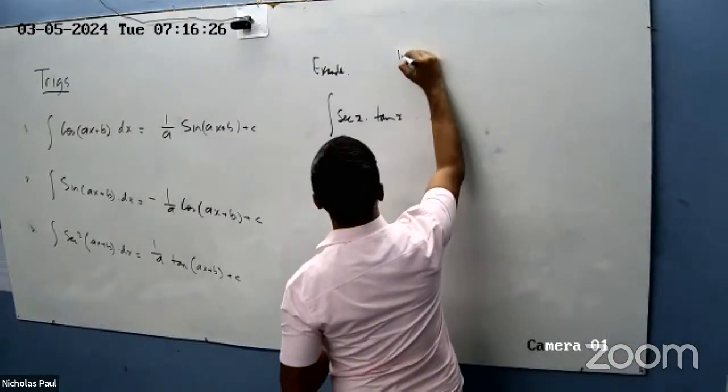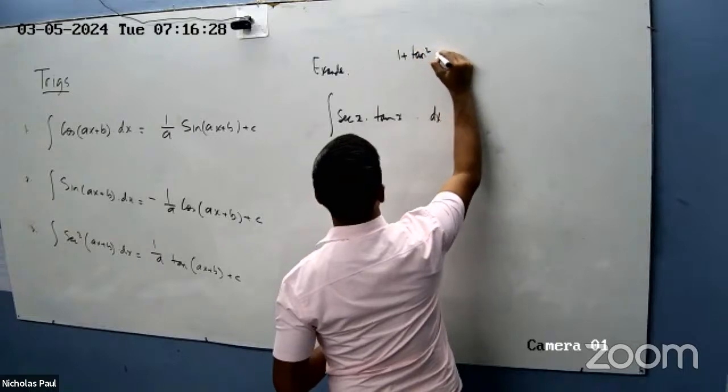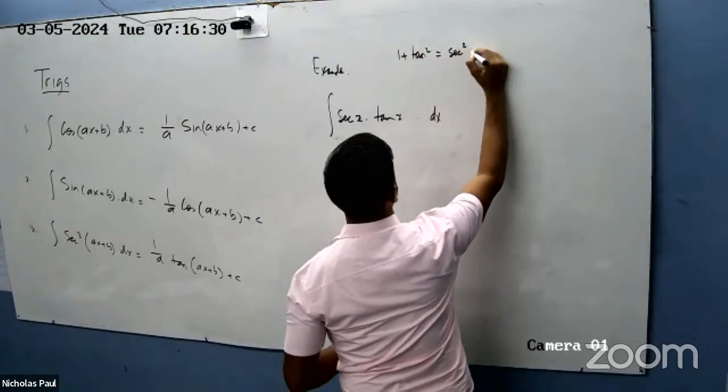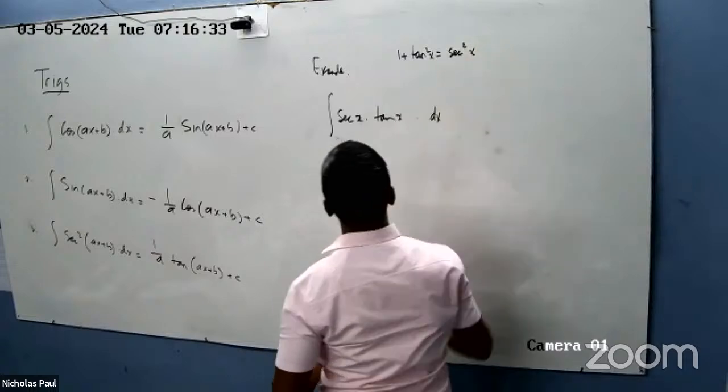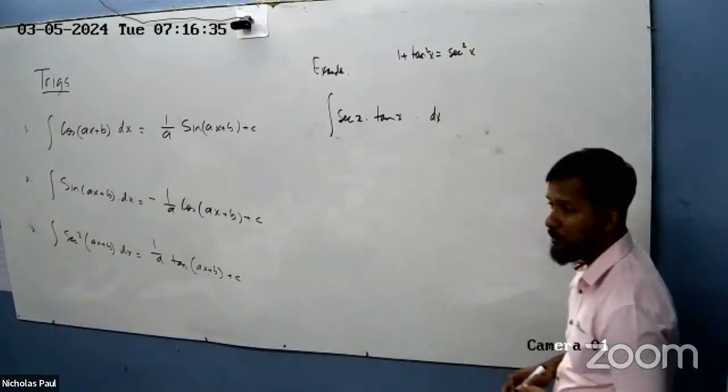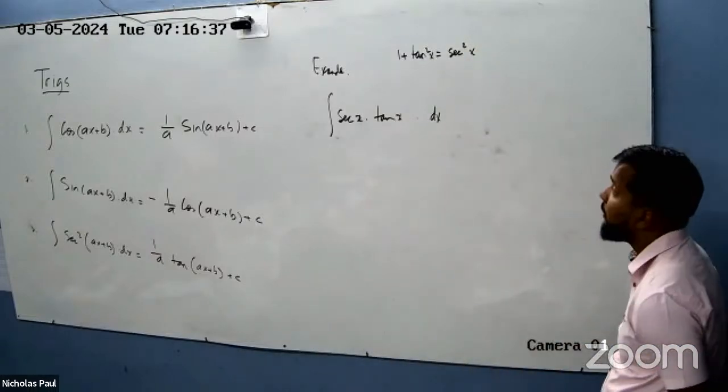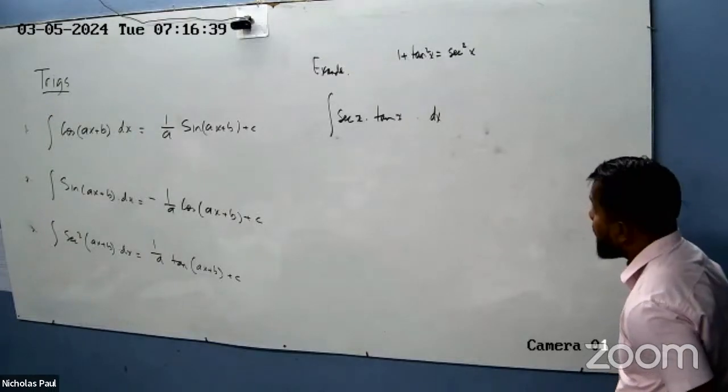Just remember 1 plus tan squared is sec squared. It might be helpful. So can you remember?